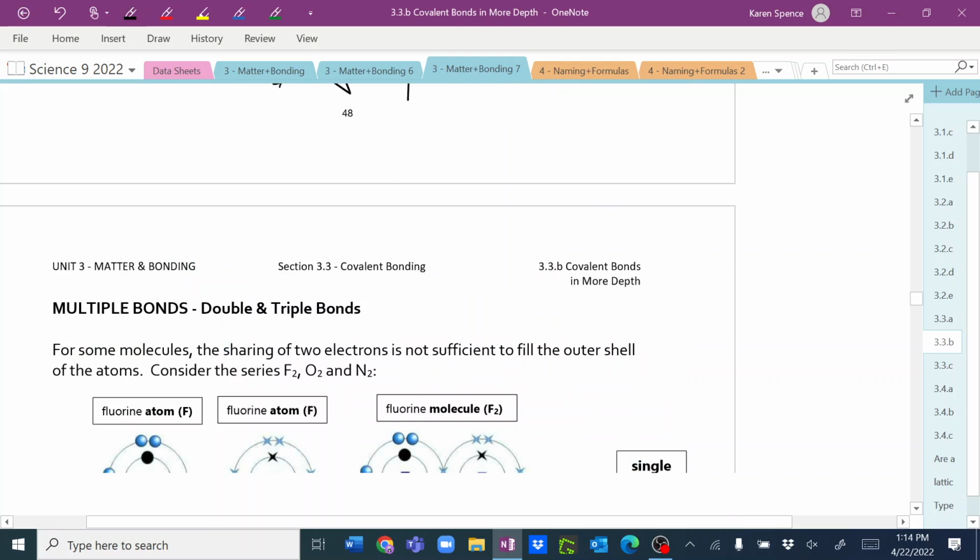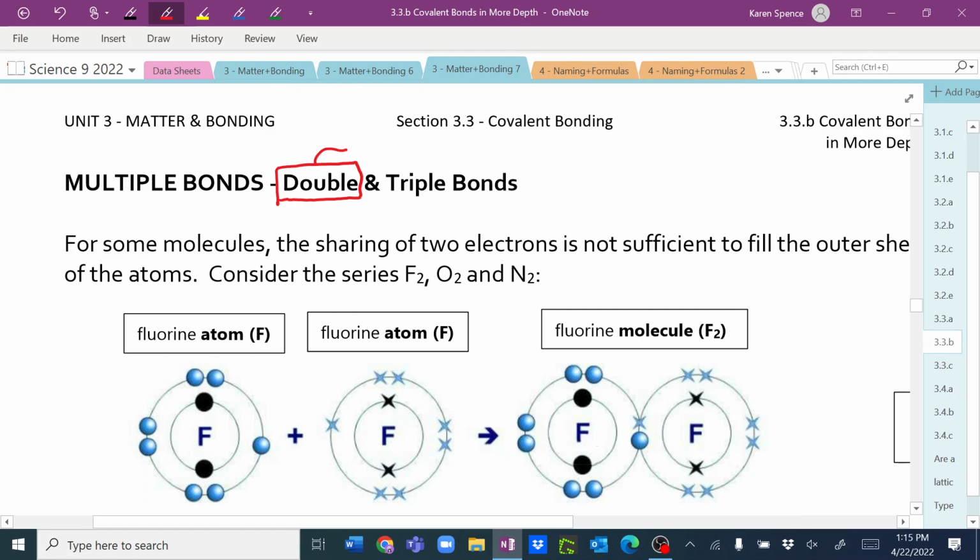Okay. Now, multiple bonds, double and triple bonds. In a double bond, how many shared pairs of electrons?